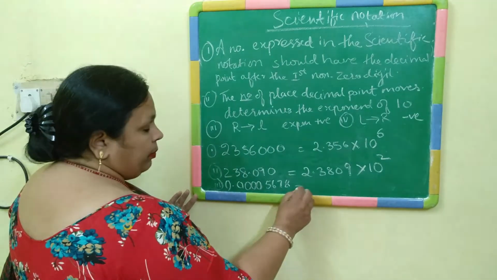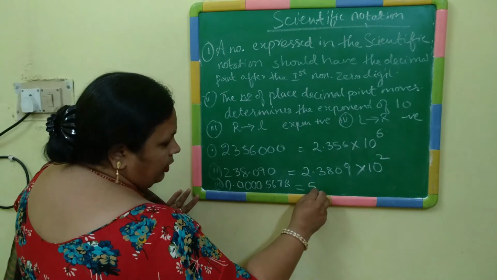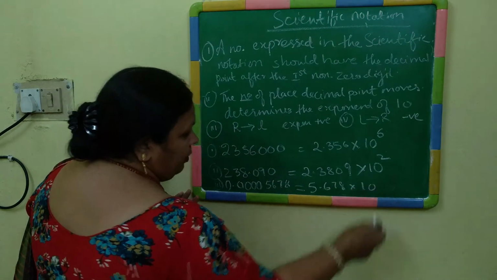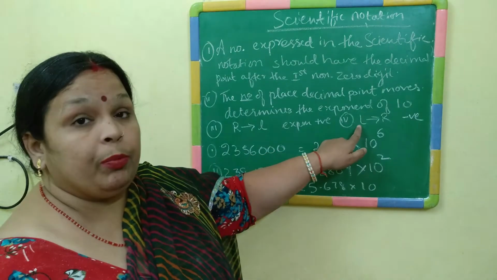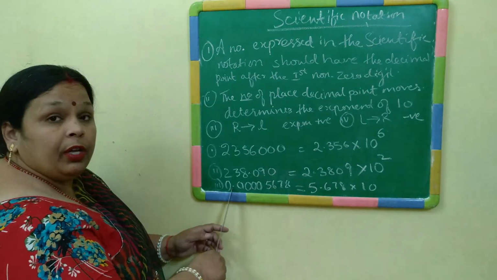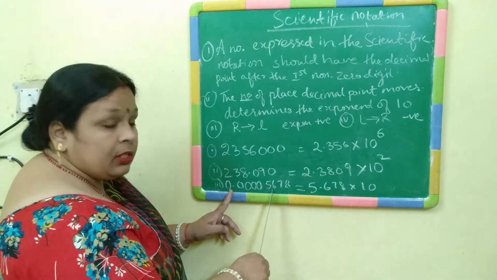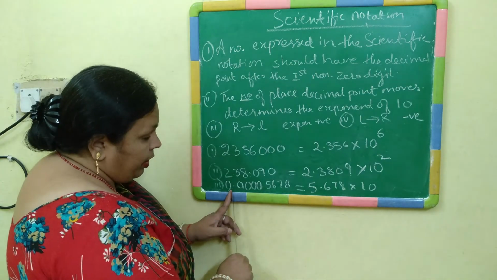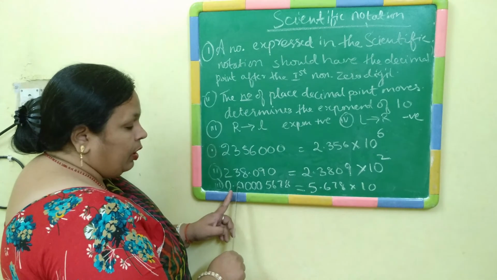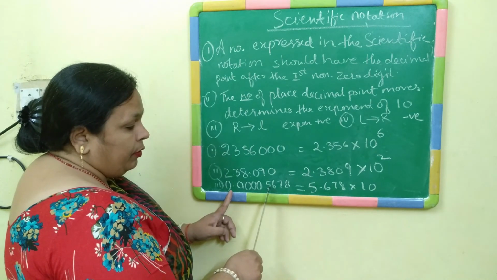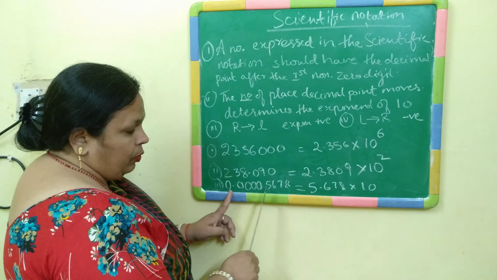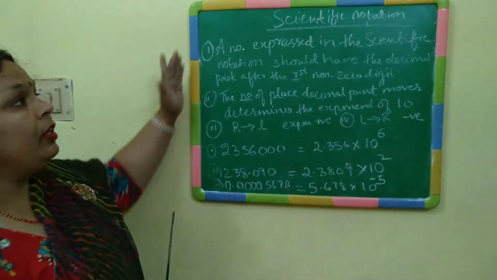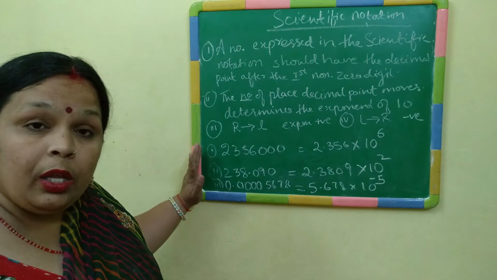In the third case, the first non-zero number is 5, so the decimal will come after 5: 5.678 times 10 to the power of something. The decimal is existing somewhere on the left, and to make it 5 point, we need to move the decimal towards the right. From left to right, how many positions is the decimal moving? 1, 2, 3, 4, 5. So it will be written as 10 to the power of minus 5. We have seen the rule of scientific notation and how we are using it.